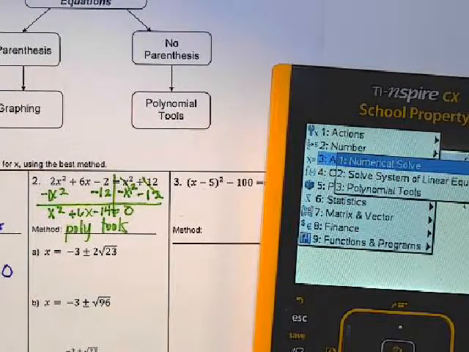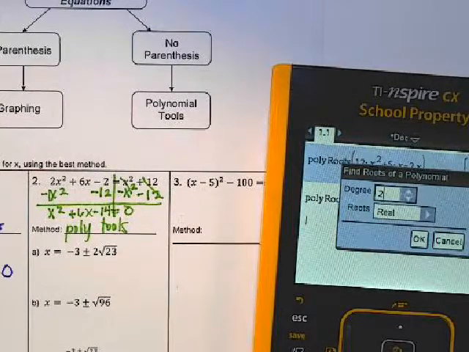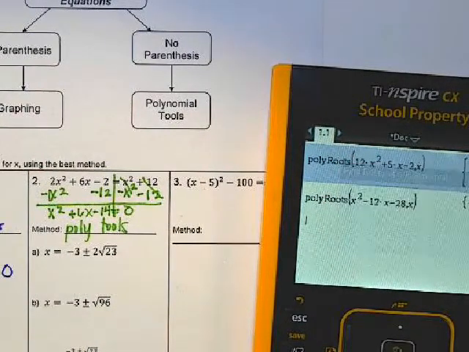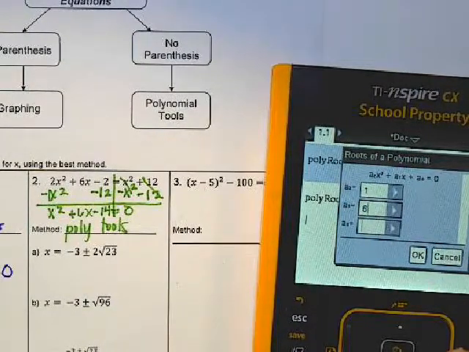Okay, so menu, algebra, polytools, and find the roots. 2 and real stay the same. What's my first number? 1. My second number? 2. Third number? Negative 14. Good. Make sure you write them in order.